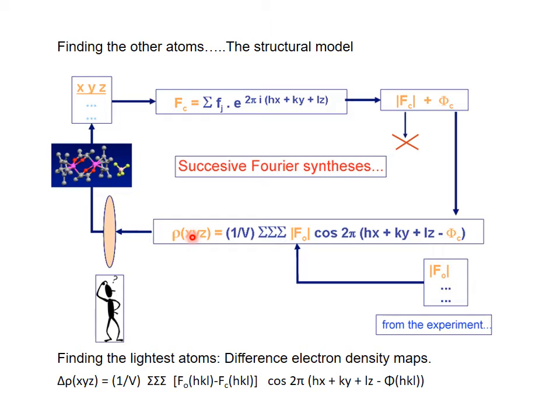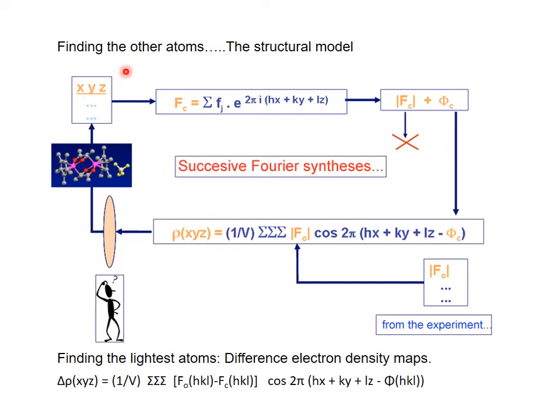So then the thinking process starts. You need to think about which atom may fit on which maximum in the electron density function. You can place one or more atoms on these peaks, and that gives you additional coordinates for additional atoms. So now you have found already more than one atom, maybe another one or two or three.